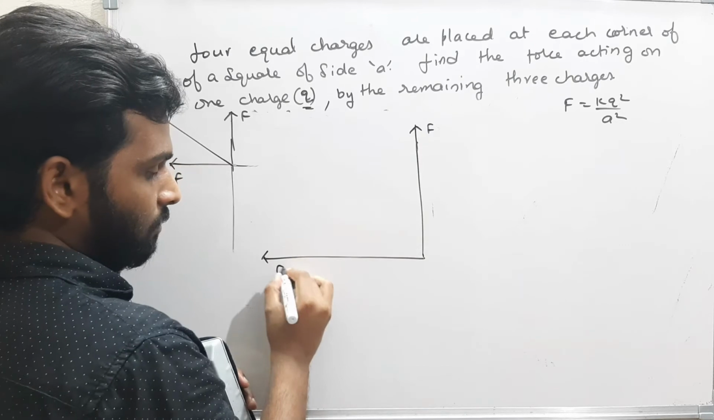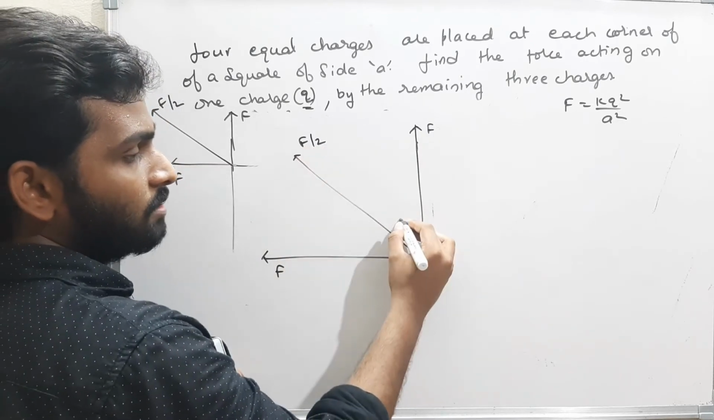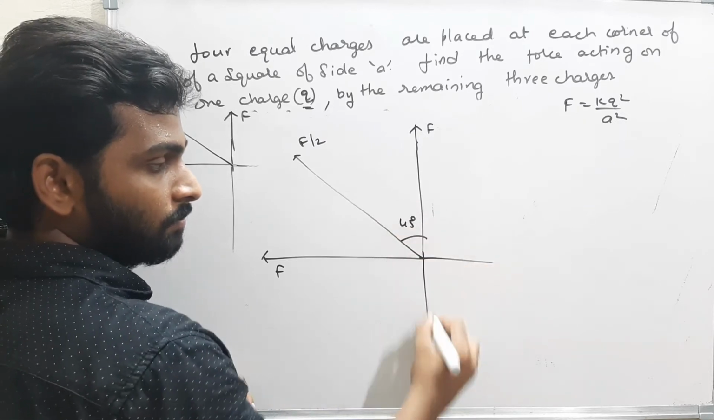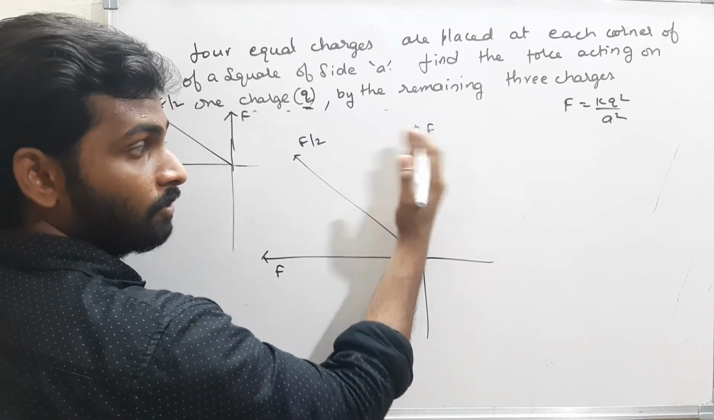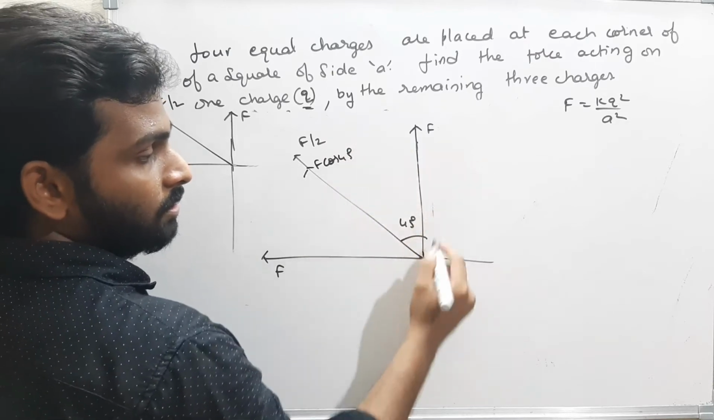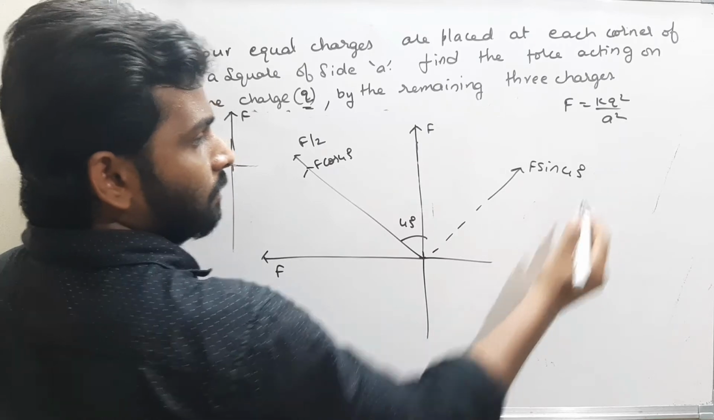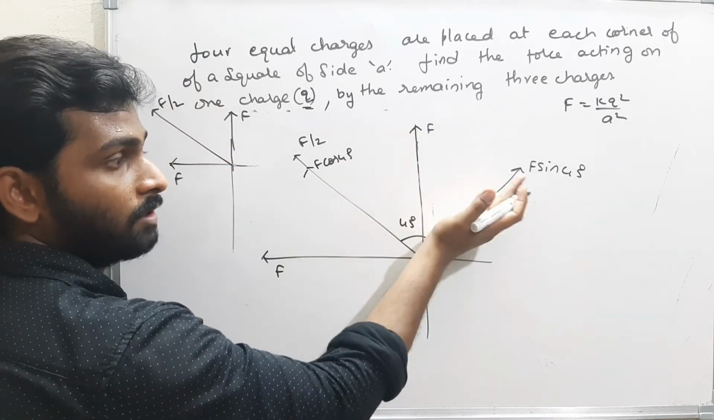F, and this is F by 2, and this angle is, what is this angle? 45 degrees. Now see what I am doing. I am resolving this F cos 45, and along this side this F sin 45. This F bar I am resolving into two components, F cos 45 and F sin 45.